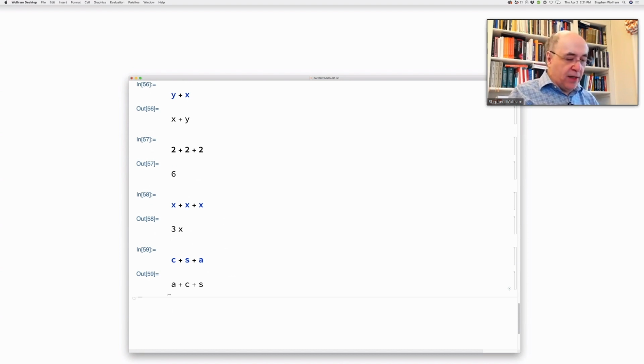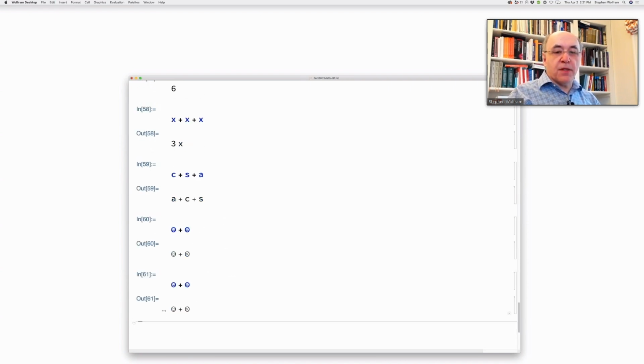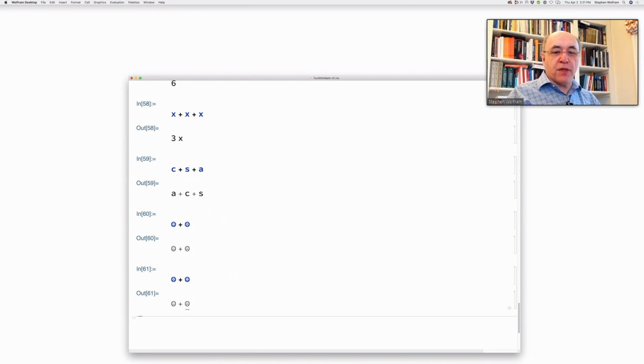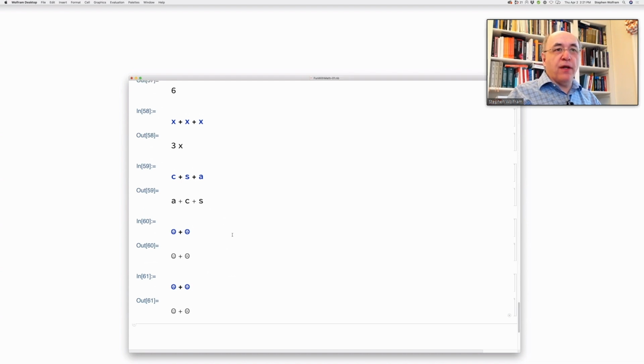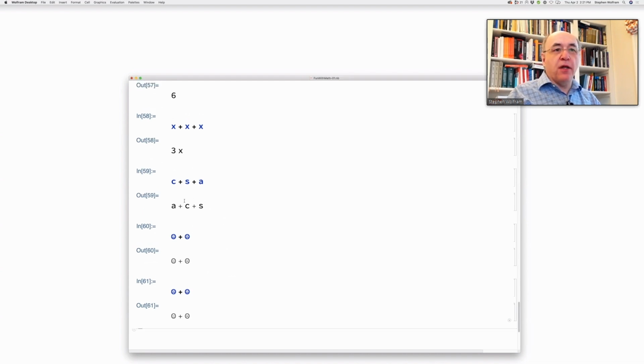Now, if we put in something weird, like a happy smiley plus a sad smiley, I have no idea what order it's going to put those in. Okay, it decides happy comes before sad. But the main point is that whatever order we put them in, and let's put the sad smiley in first here, it'll always give the same answer. It'll always put the happy one before the sad one. That's convenient because if we're working things out in several different ways, it's really convenient for the computer to always make everything that is equal look the same.